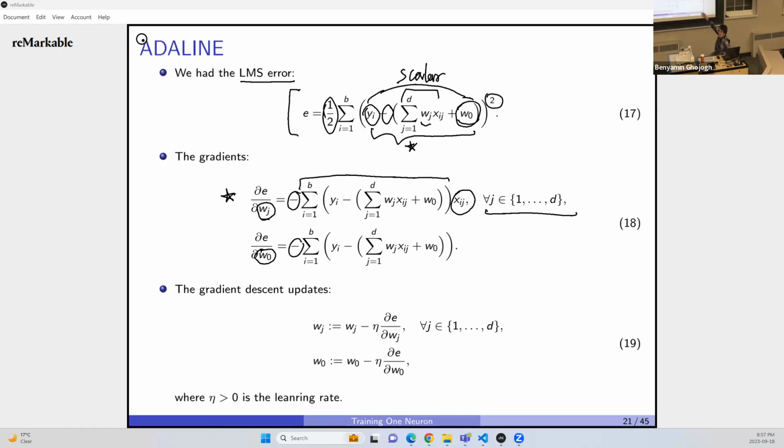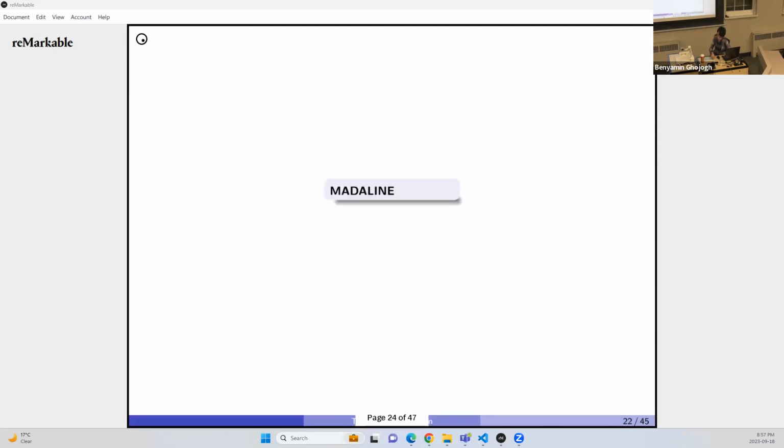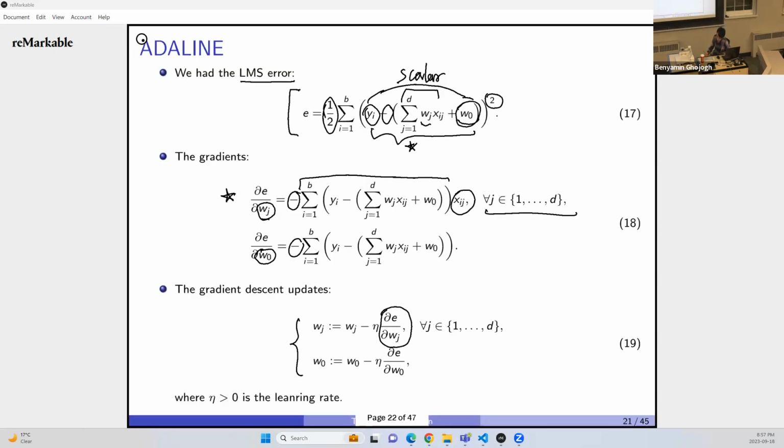Now I use these in the gradient descent. So this is gradient descent, right? Wj is Wj minus eta. Eta is the learning rate times the gradient or derivative. By the way, we should note that if we put this derivative here, this minus and this minus cancel each other and they become positive. Okay, be careful about it.